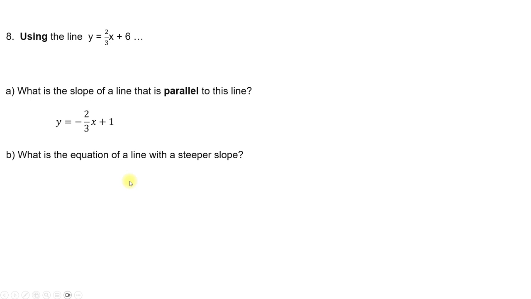What is the equation of a line with a steeper slope? As long as this number right here is larger than this number, then we can be assured that it will be a steeper slope.